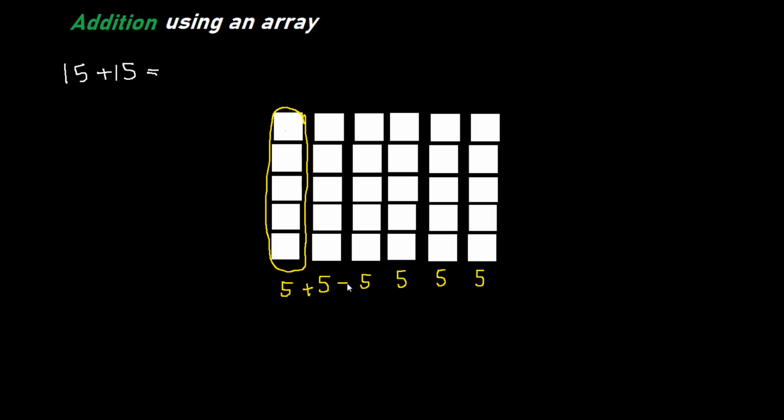Now that we've counted every column, we can add them all together. We know 5 plus 5 is 10. Another 5 plus 5 is 10, and another. Counting by tens, adding all 3 of these up is 10, 20, 30. So we know that our total is 30 squares.